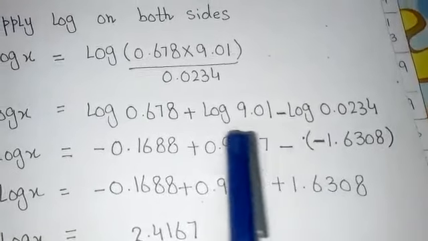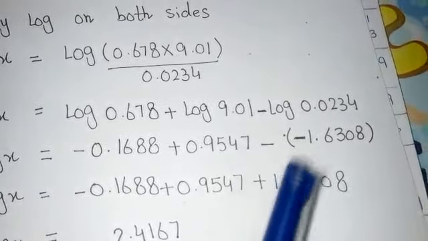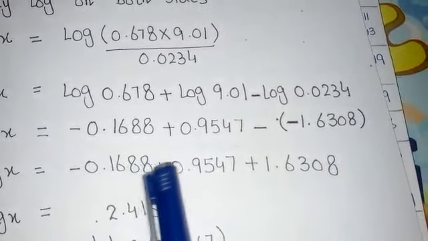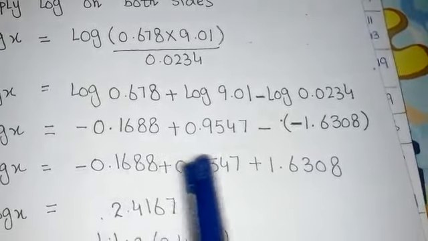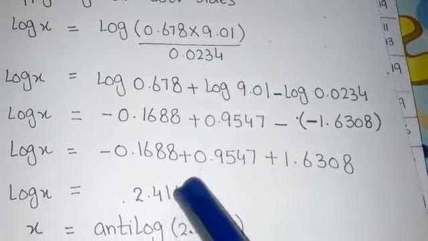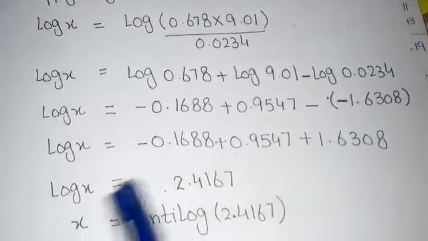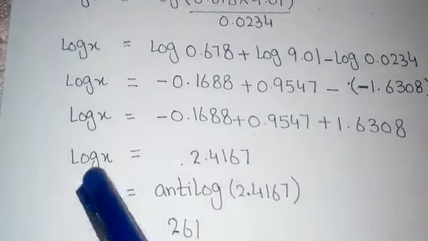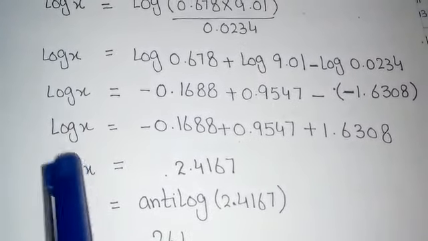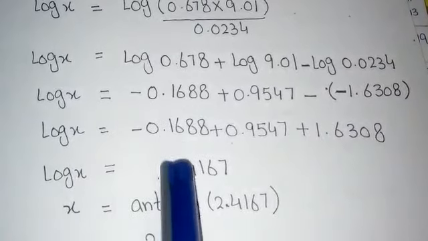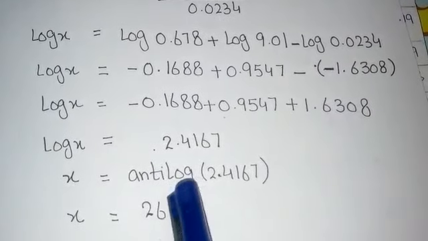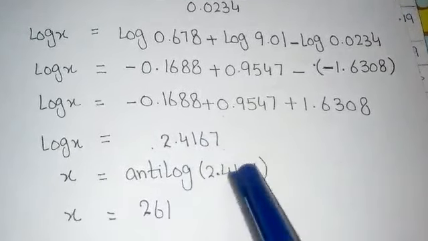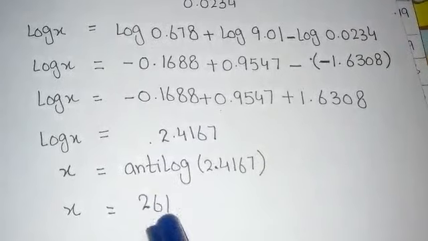Now this is a simple mathematical sentence. You can open the bracket, minus minus plus. So now write all these numbers on your calculator, press the equal sign, and the answer will be this. Again we have calculated the value of log of x. If you remember, on the left hand side we have log of x, but actually we want to find only x. So we will shift this log to the other side, and it becomes anti-log. So anti-log of 2.4167, again you will calculate on the calculator and the answer will be 261.